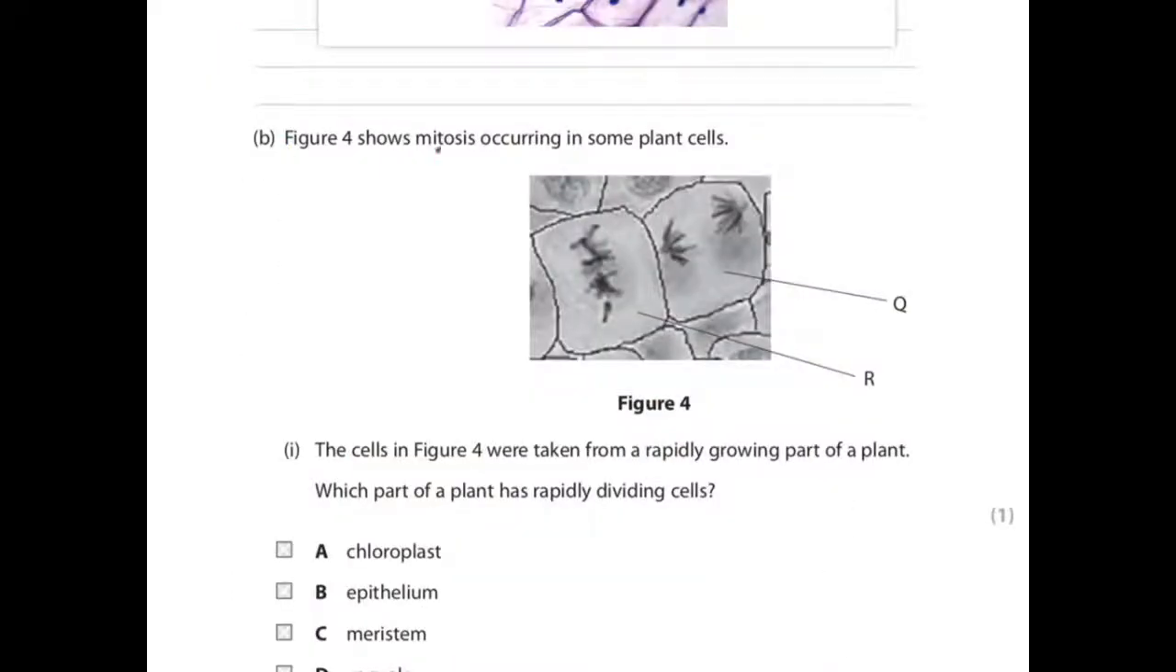Figure 4 shows mitosis occurring in some plant cells, and whenever they show you a picture of mitosis, they always show you 2 of the 4 stages, and the 2 they always show are metaphase, when the chromosomes meet in a line, meet for metaphase, or anaphase, when the chromosomes are pulled apart, A for apart, anaphase for apart.